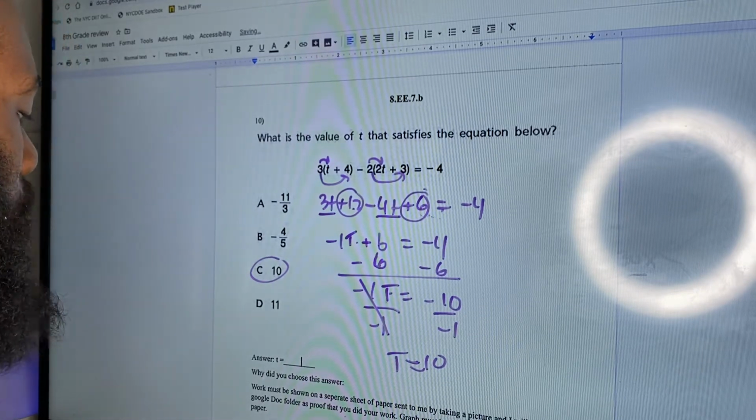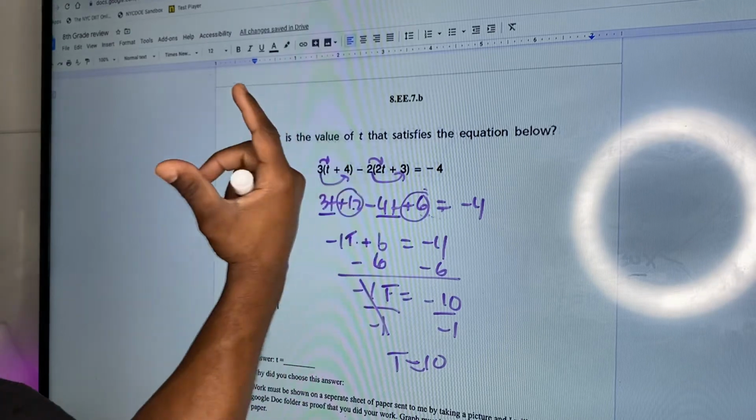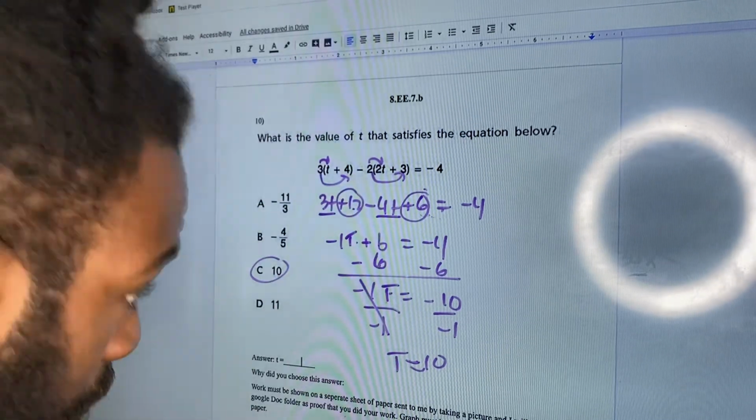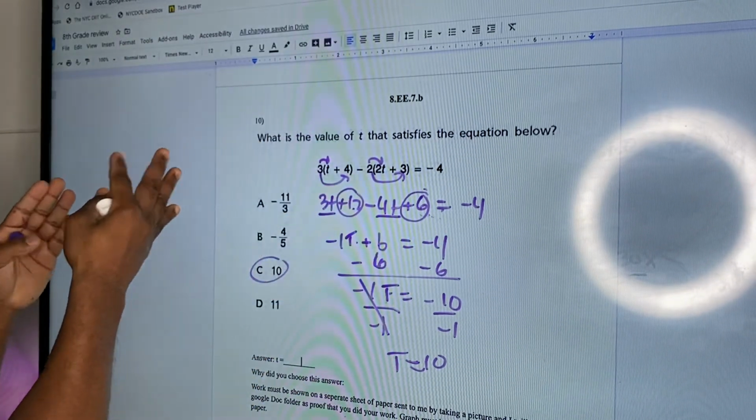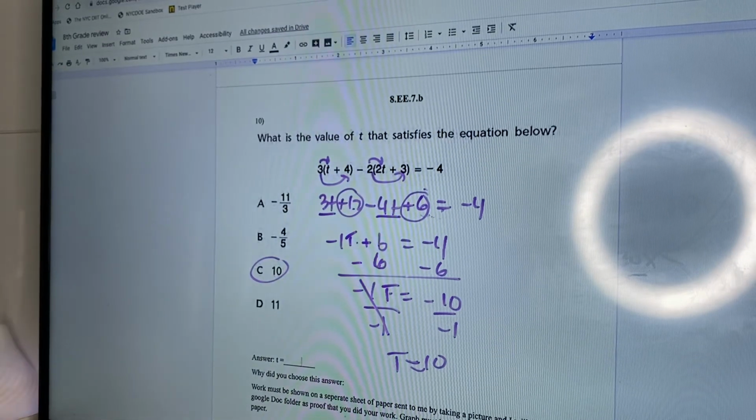And then why did you choose the answer? You can either explain or you can show this work here. My suggestion is show this work, send it to my number, TeacherMan91, and I'll put that in your folder.